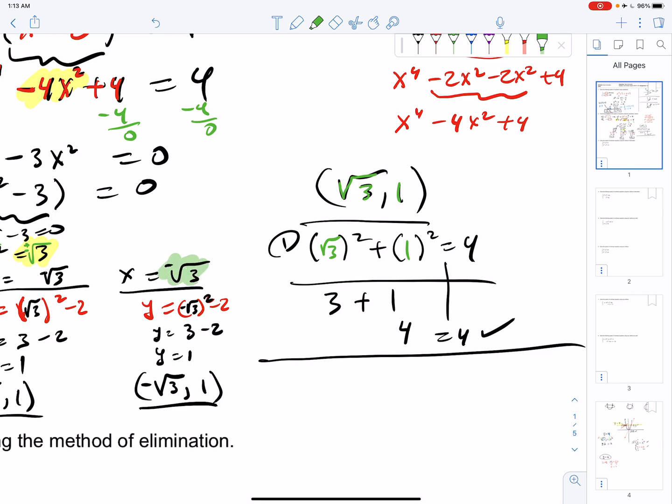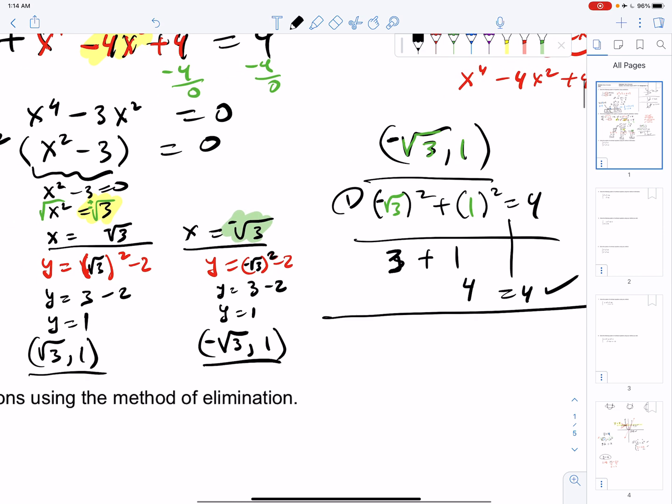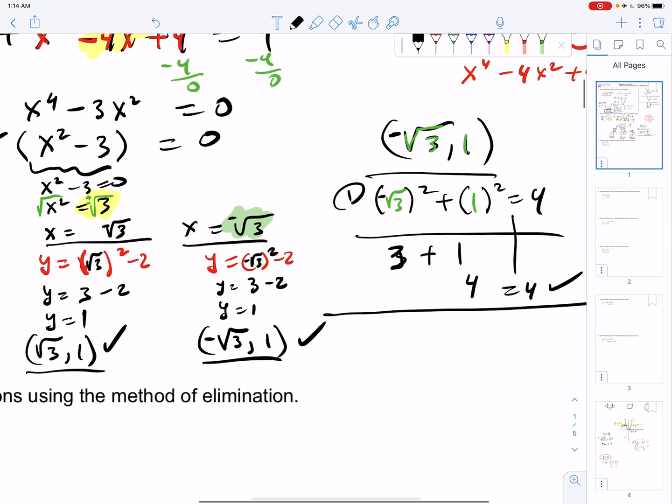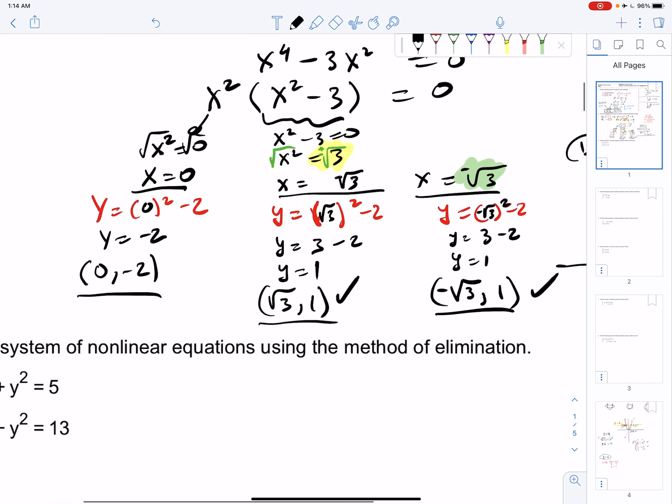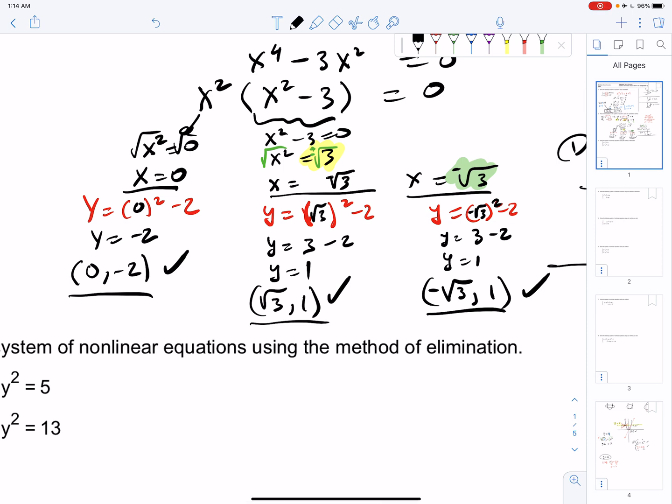And so what if this was a negative? What if we were checking the negative square root of 3? Well, negative square root of 3 squared is still 3, because a negative times a negative gives you a positive, and you're still going to have the same results. So it turns out that root 3 comma 1 and negative root 3 comma 1 both work. We're not as suspicious about this, but you can check that one as well. More suspicious of the plus or minus situation.